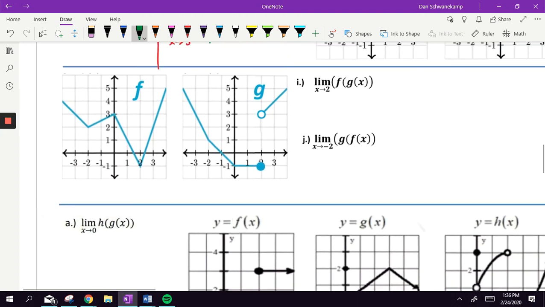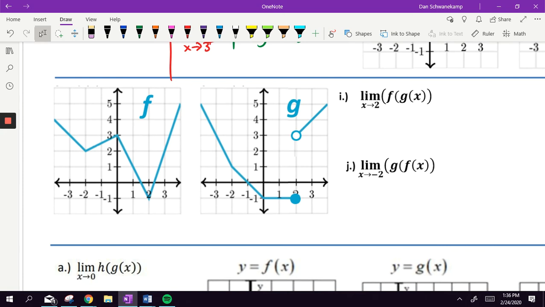Now we get into the fun ones. Let's look at letter I and J. Okay, I'm going to skip I. It's fine. I don't think it's the best use of my time. Let's look at J instead. Letter J says the limit as x approaches -2. We have two functions here. This is where we get a little bit funky. We are doing function composition. One of them is placed inside of the other one, and so it's going to change our rules here a little bit.